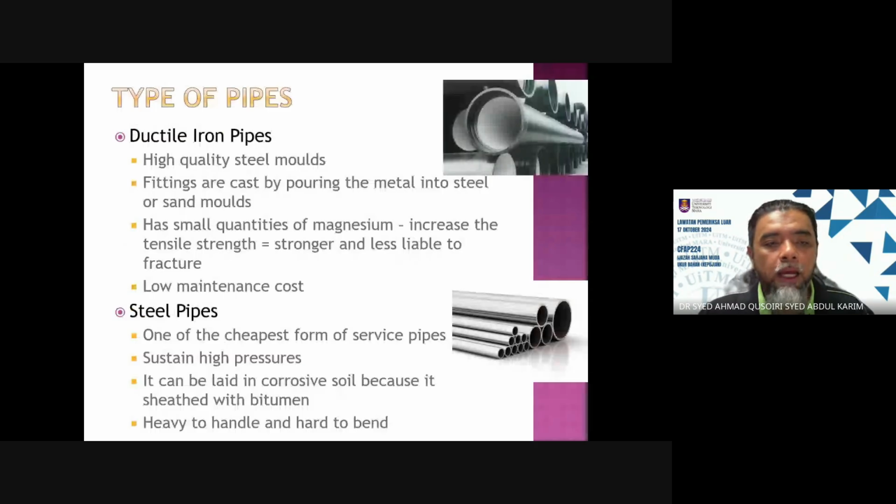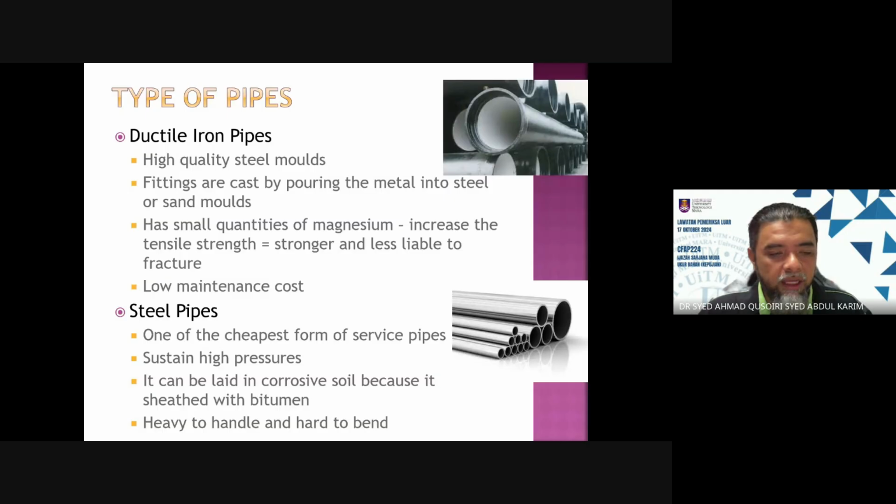Okay, so these are the pipes you can see here. Ductile iron pipes, it's black in color. The white stuff in the pipe is just the lining. Okay, it's not the steel. So high quality steel molds fitting are cast by pouring metal into steel or sand mold. This is the production process. Small quantities of magnesium are added to increase the strength, and it has a low maintenance cost.